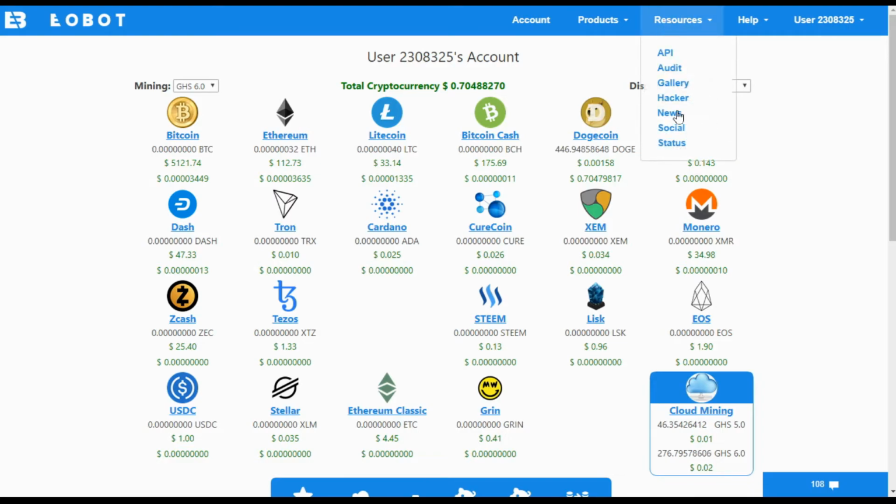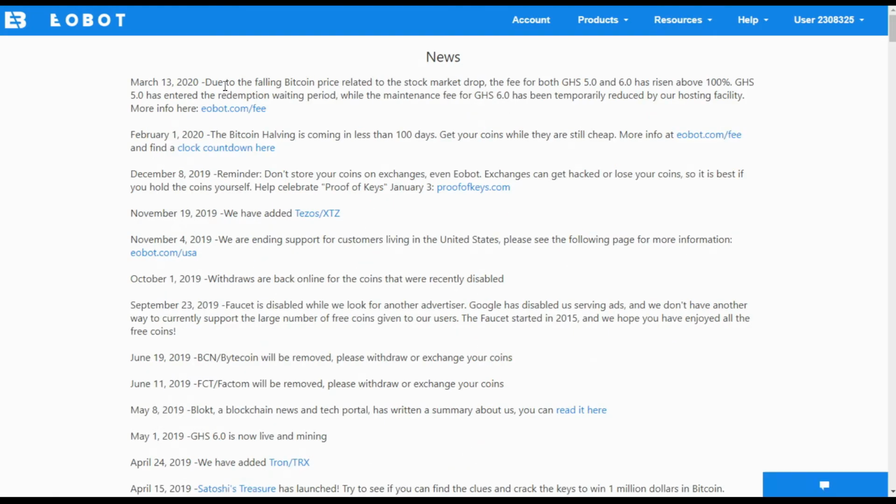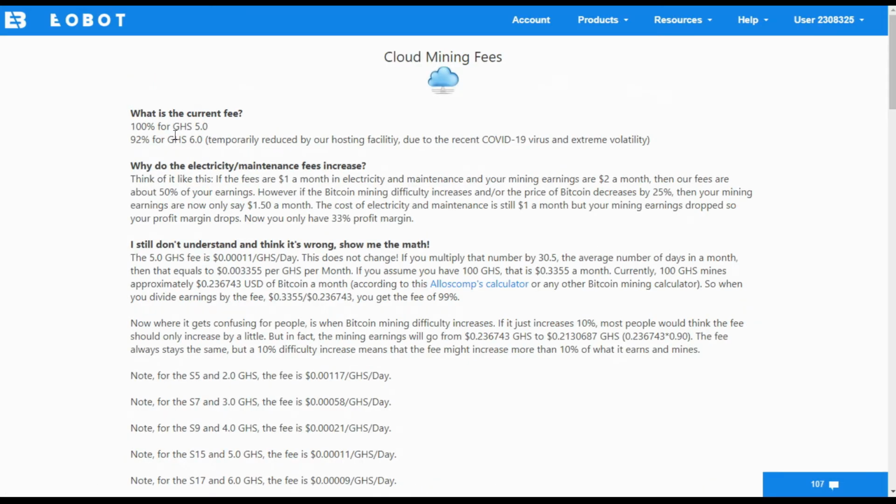5.0 could possibly, well, it looks like it is going. So it says here, due to the falling Bitcoin price related to the stock market drop, which is related to everything that is currently going on around the world with COVID-19, the fee of both 5.0 and 6.0 has risen above 100%. 5.0 has entered into redemption waiting period, while the maintenance fee of 6.0 has been temporarily reduced by our hosting facility. For more information, if we go here, it says the current fee is 100% at 5.0. This is 6.0, which is what we've been focusing on since episode 9 of AskRJ.